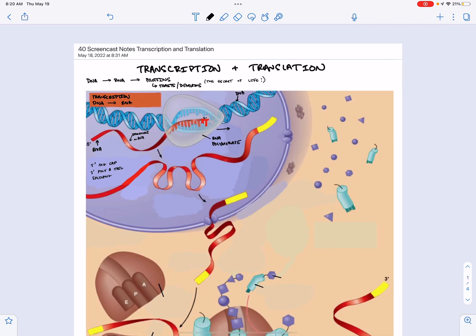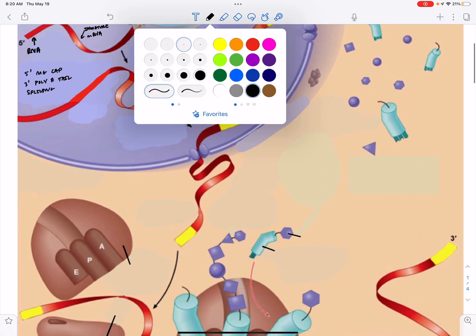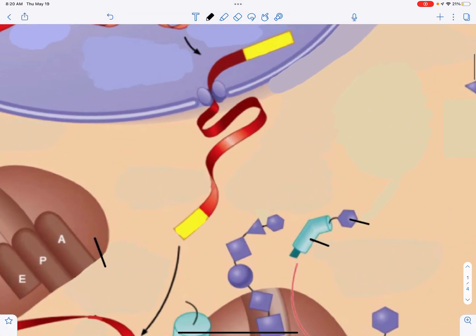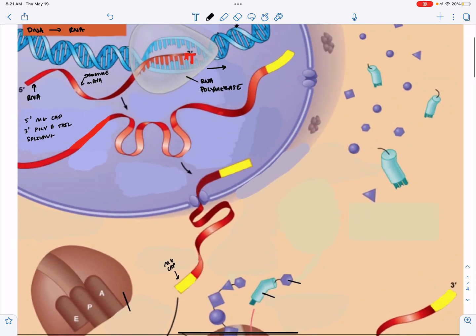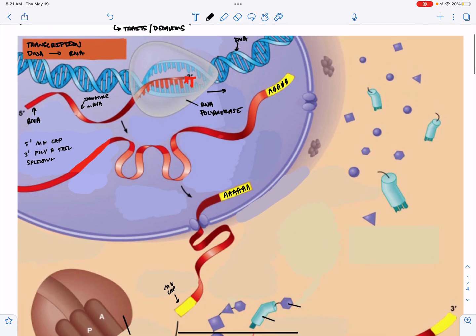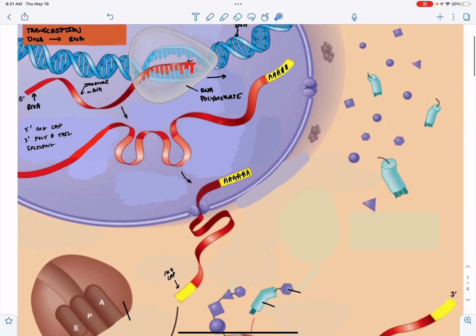So what are all of these things? The 5' methylguanine cap, shown here in yellow, is just a cap that protects the mRNA. The poly A tail is a bunch of adenosine nucleotides put at the end here. And splicing is when a piece of the mRNA message is cut out.